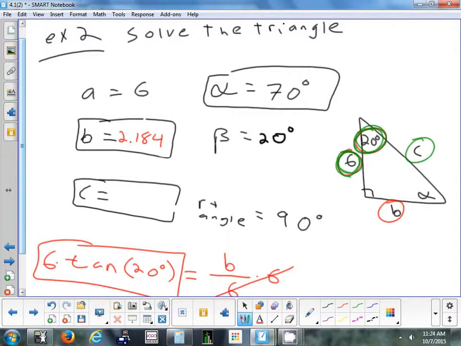Okay, Ashley, what's the name of side 6? Adjacent. And side C? Hypotenuse. Okay. What trig function has those two in it? Yep. Cosine. That's cosine.